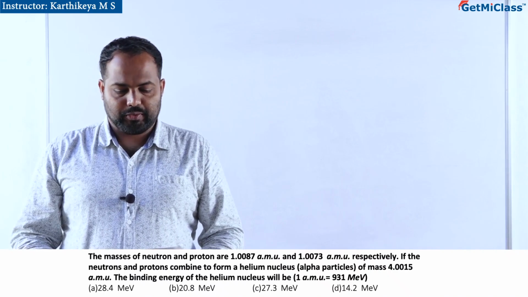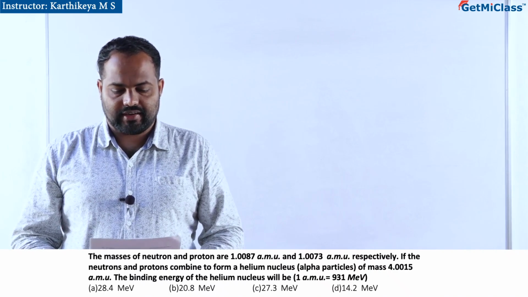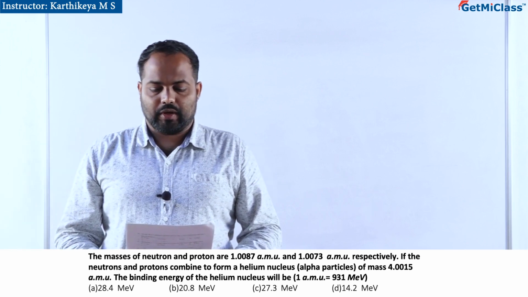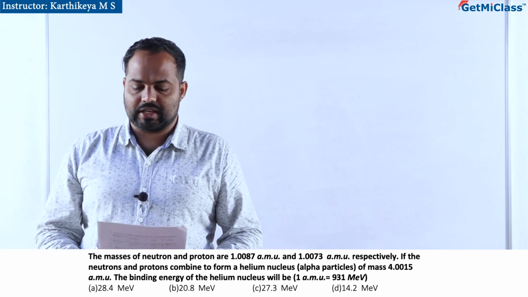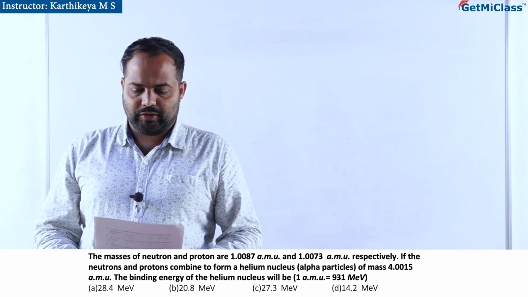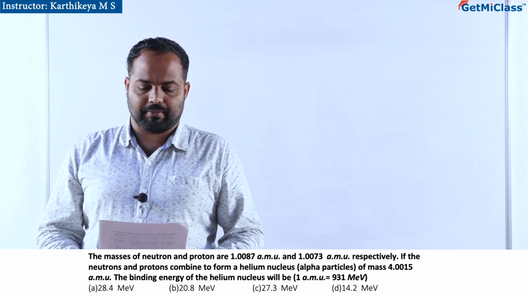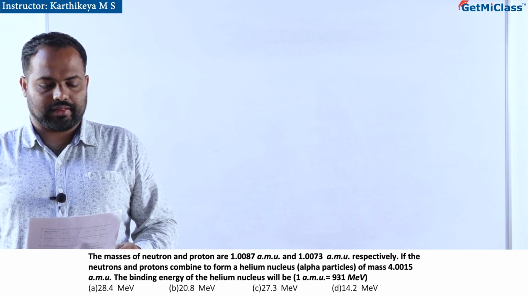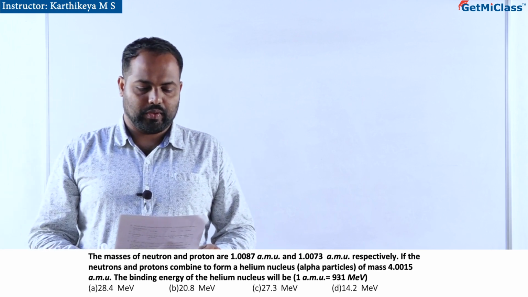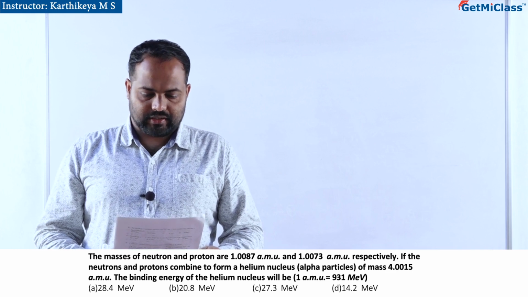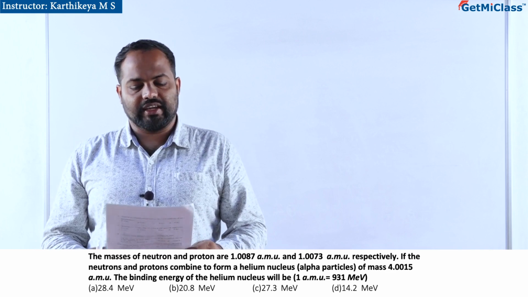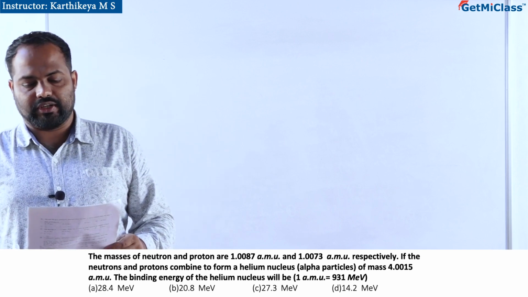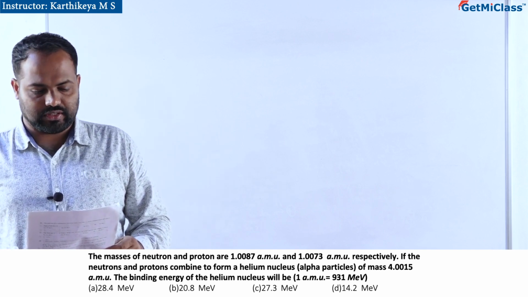The masses of neutron and proton are 1.0087 atomic mass unit and 1.0073 atomic mass unit respectively. If the neutrons and protons combine to form a helium nucleus of mass 4.0015 atomic mass unit, the binding energy of the helium nucleus will be given 1 atomic mass unit is equal to 931 mega electron volt.